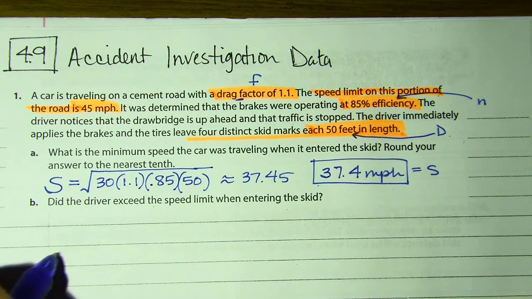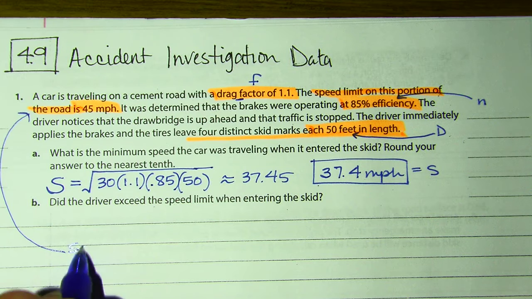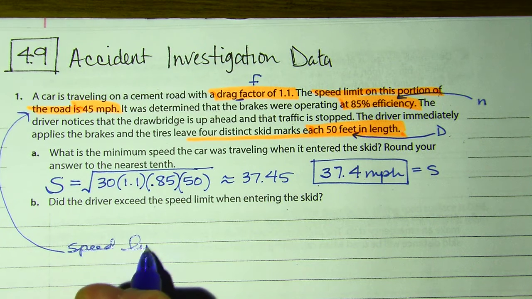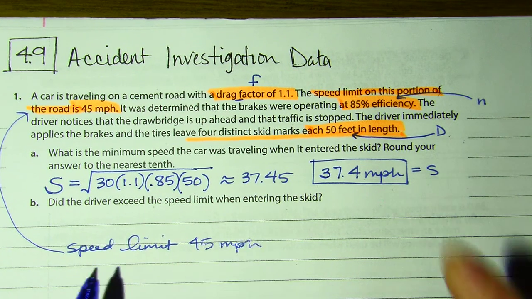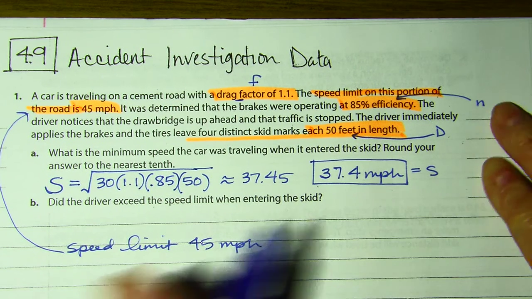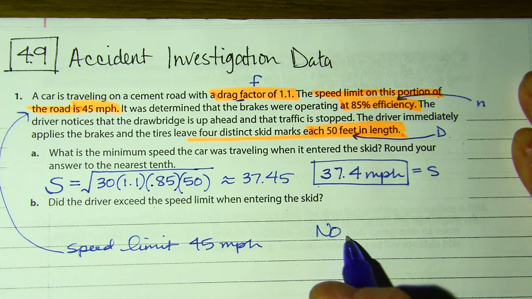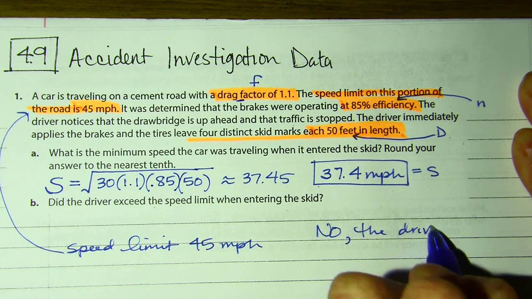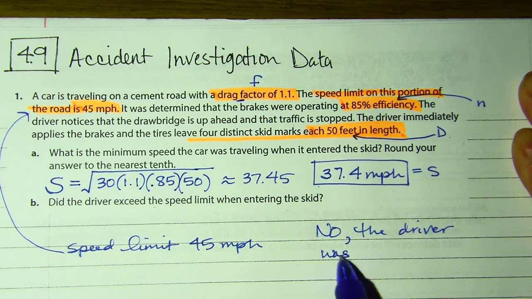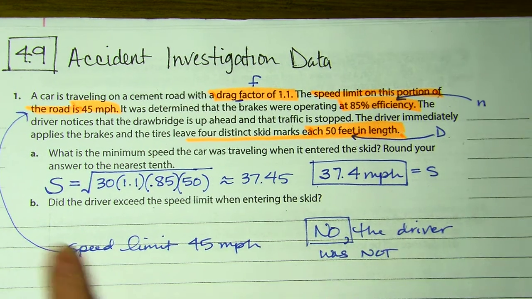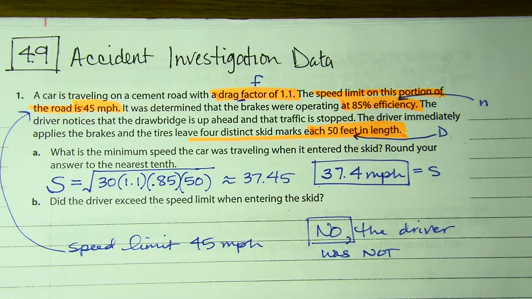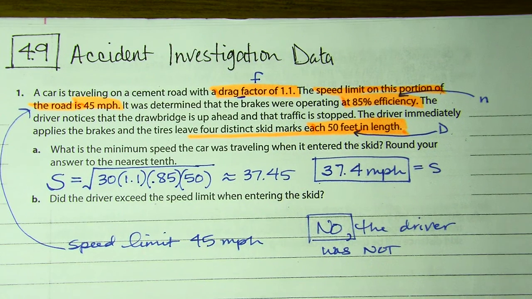Now, let's look at the speed limit. The speed limit was 45 miles per hour. So was the driver exceeding the speed limit? No. Okay, so the answer would be no because we figured out the car was only traveling this fast based on the skid marks and the braking efficiency.